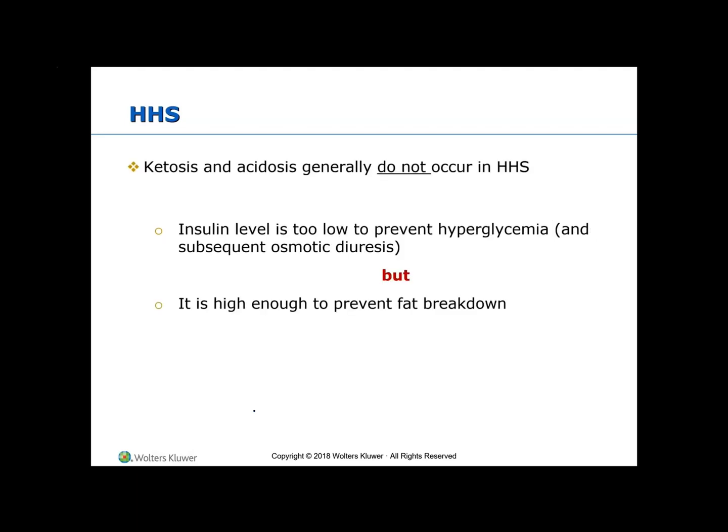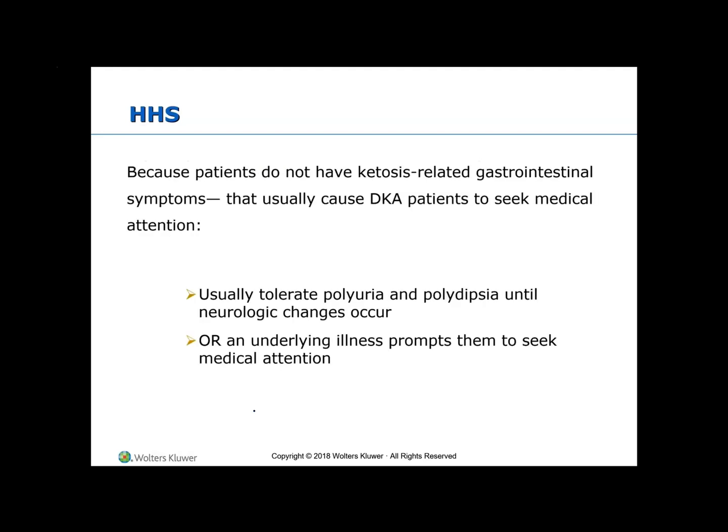Ketones don't generally occur in HHS. Because patients don't have ketosis, they generally don't have GI symptoms. DKA is where you're going to get your metabolic acidosis, and that's where you're going to start seeing a lot of the GI concerns. Generally, the patients will just say, I'm thirsty and I'm urinating more, until they start having neurologic changes.